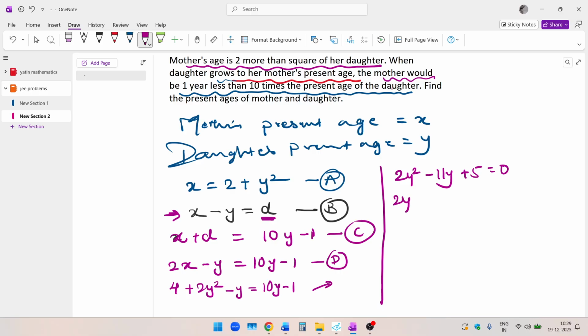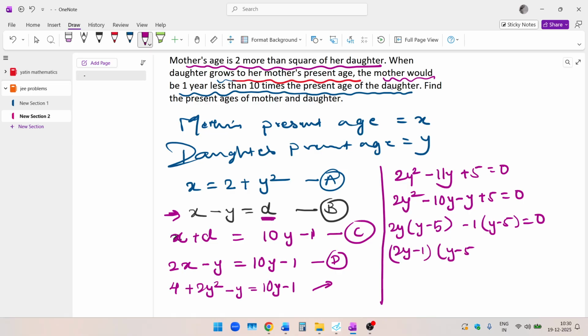So now let's find out the roots of this equation. This will be minus 10y minus y plus 5 is equal to 0. This will give me 2y common, y minus 5, minus 1 common, y minus 5 is equal to 0. So I'll get 2y minus 1 times y minus 5 is equal to 0, which means y should be equal to half or y should be equal to 5.